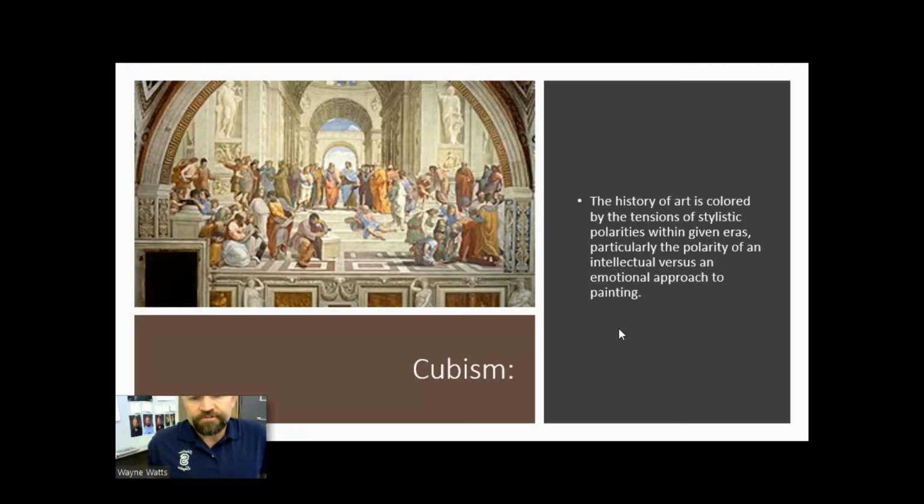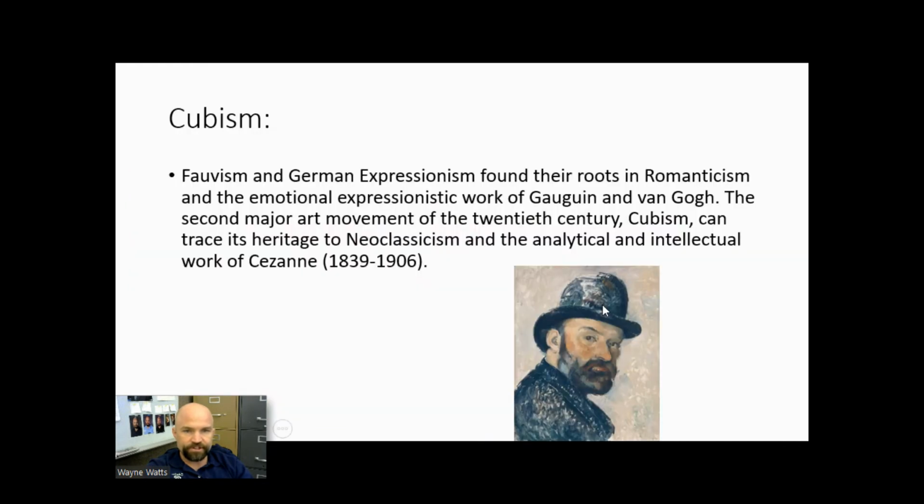So the history of art is, of course, colored by the tensions of stylistic polarities within given eras, particularly the polarity of an intellectual versus an emotional approach to, say, painting. Earlier in my course, we saw this kind of back and forth waving pendulum as we were looking at the comparisons and contrasts of romanticism on the one hand and realism on the other. This is going to continue on until today, the history of painting especially.